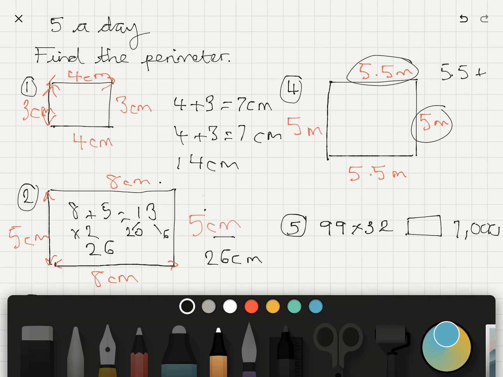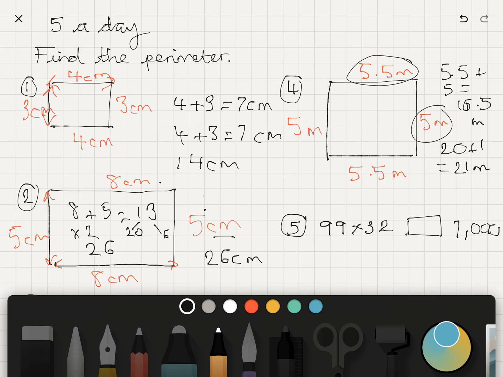5.5 add 5 equals 10.5. Okay, but not just 10.5, it's 10.5 metres. And then we're going to times that by 2. So 10 times 2 is 20. 0.5 times 2 is 1. So 20 add 1 equals 21 metres.